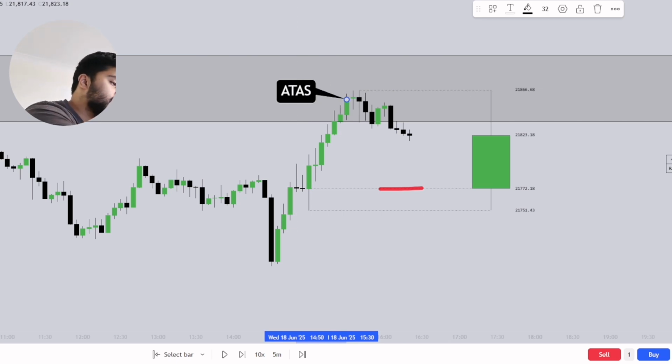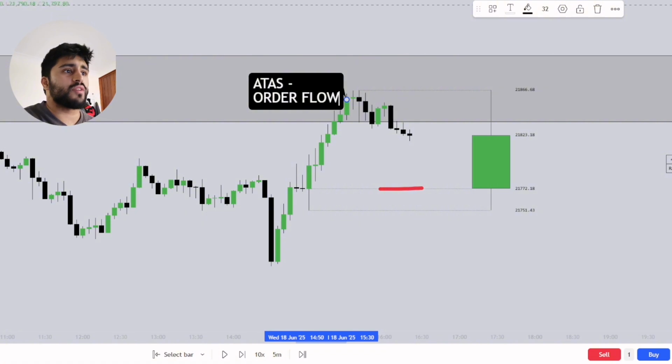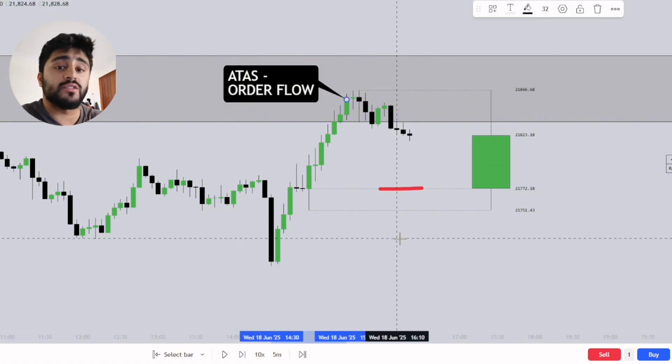So here we go to ATAS and we read the order flow. To give people a quick introduction as to what ATAS is, ATAS stands for Advanced Trading Analytical Software, and it tells you essentially the bid and the ask, so the buyers and the sellers at key levels. So you want to be reading the order flow inside of fair value gaps, and seeing who is in control between buyers and sellers.